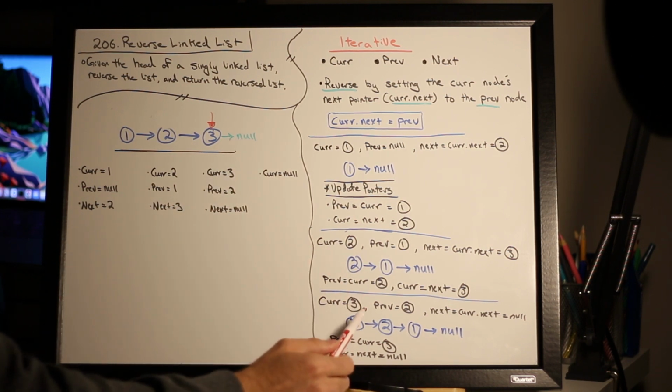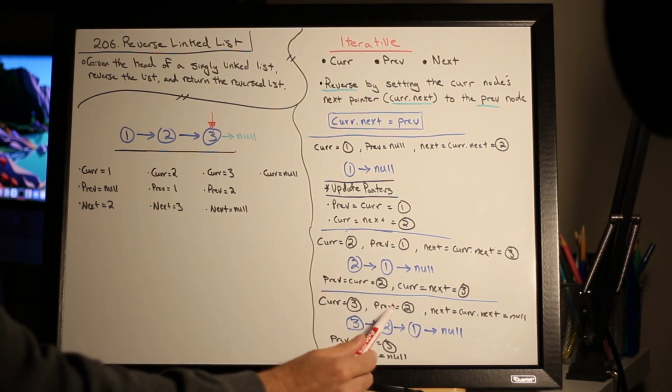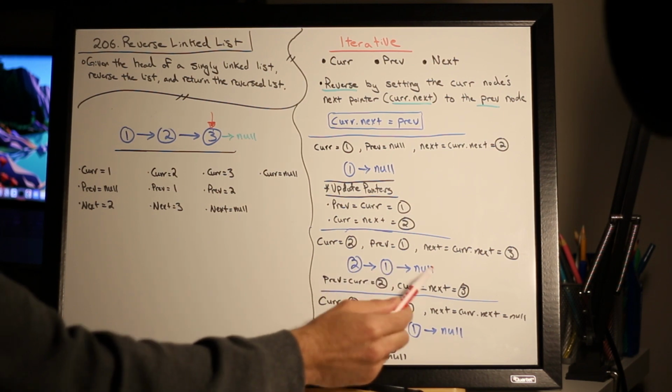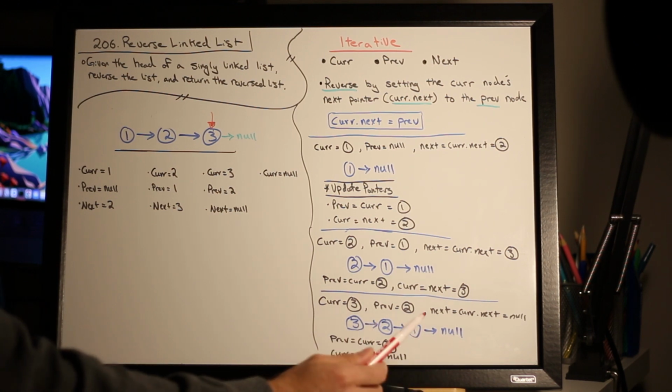We're going to be doing a reversal by setting cur.next. So cur is 3, its next pointer is pointing to prev, which is 2. And 2 looks like this, which is pointing to 1, which is pointing to null. And so we have 3, 2, 1, null. And that is the full reversal.